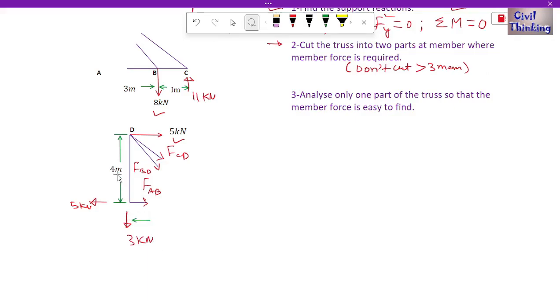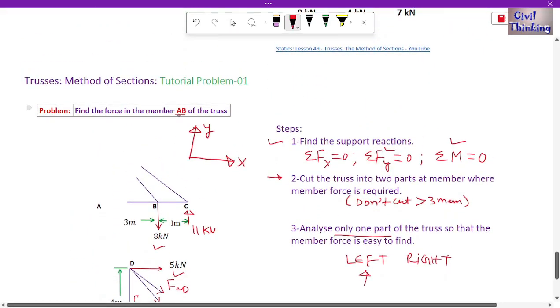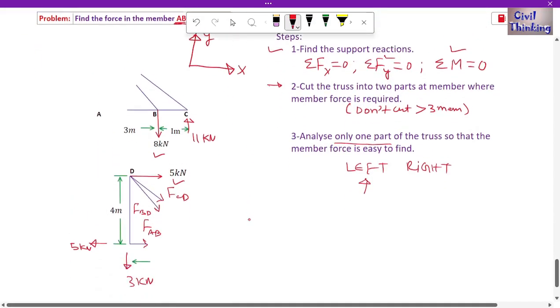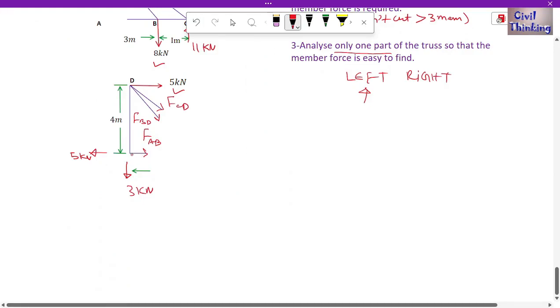As you can see, we have to consider only the left part, because we have to choose only one part and analyze only one part, either left side of the section or right. All right, I choose this left. We will analyze this. We have to find the force in AB member, FAB.